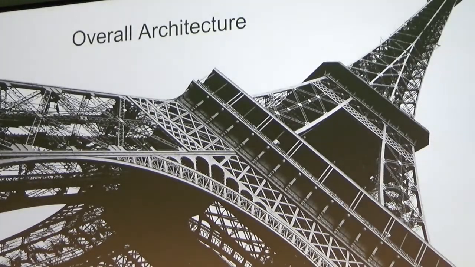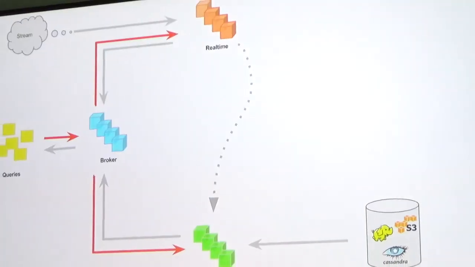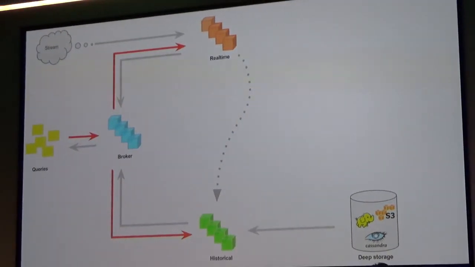And take a look at the overall architecture of a Druid cluster. Like what are the pieces in a Druid cluster and how they work together essentially. So a Druid cluster is a set of different types of nodes, and each type of node is designed to do a specific set of things very well.